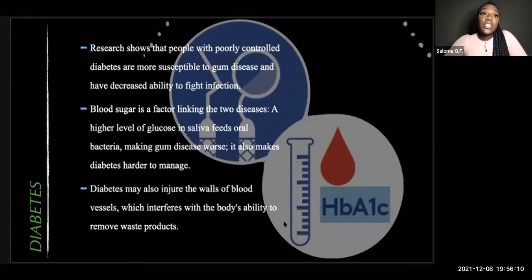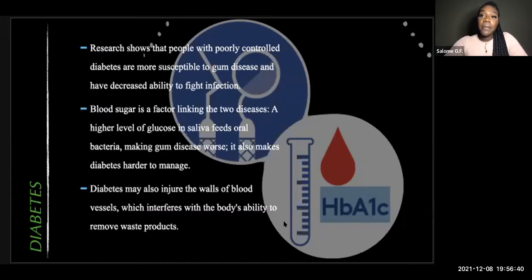So what the research found as to why there's an association between diabetes and periodontal disease is that when you have high blood sugar levels, that sugar is in your saliva, and it feeds the bacteria. One thing that bacteria like is sugar. And as sugar increases, the bacteria just grow and grow and grow in your mouth.